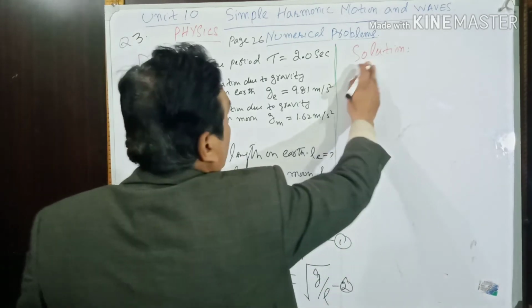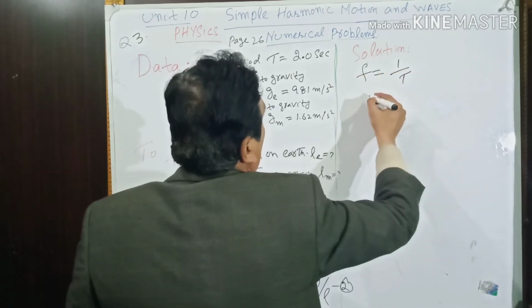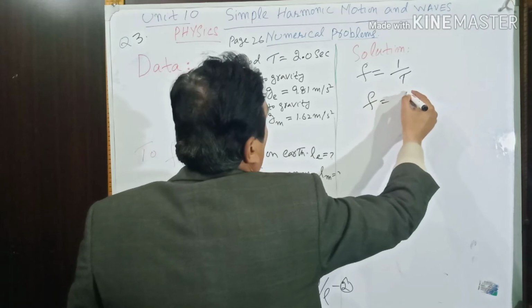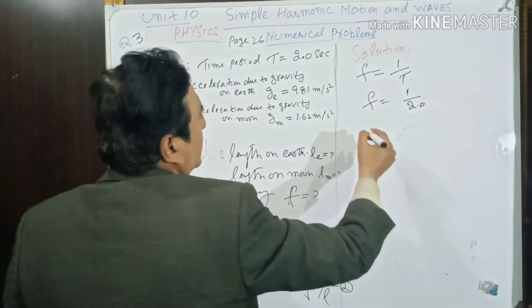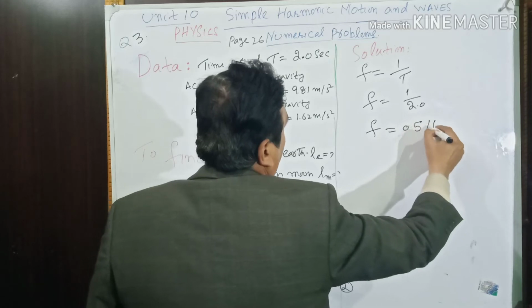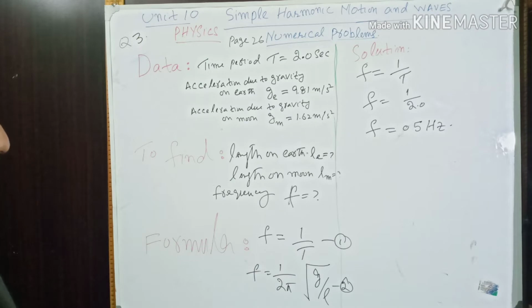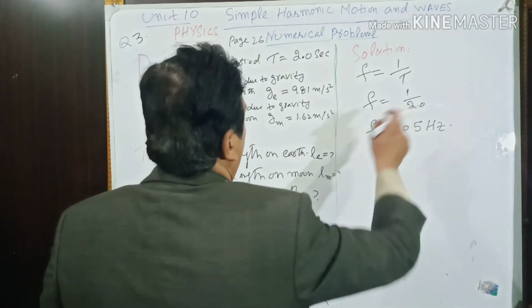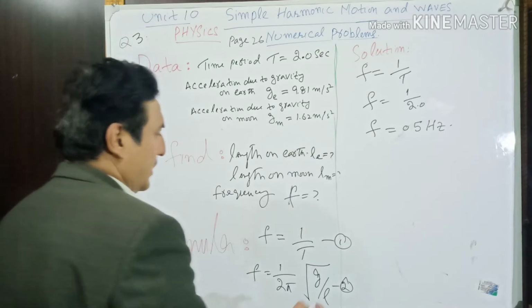Solution. F is equal to 1 by T. Putting the values, 1 divided by 2.0, 0.5 और ये hertz. So frequency on moon and frequency on earth both will be 0.5 hertz. Now we will find the length using this formula.